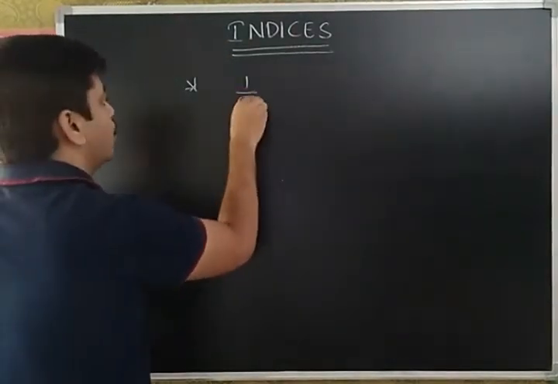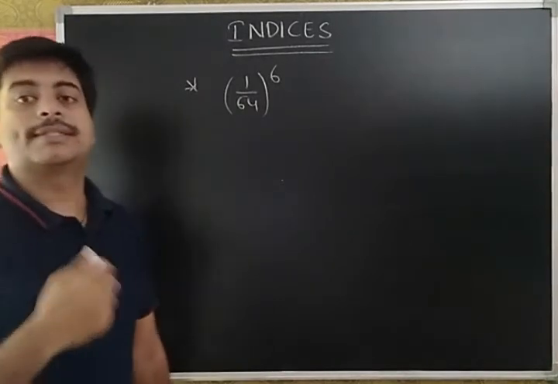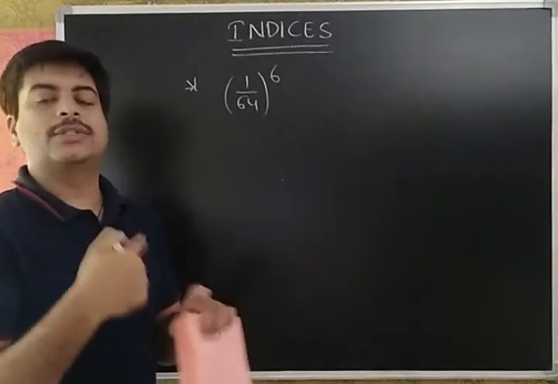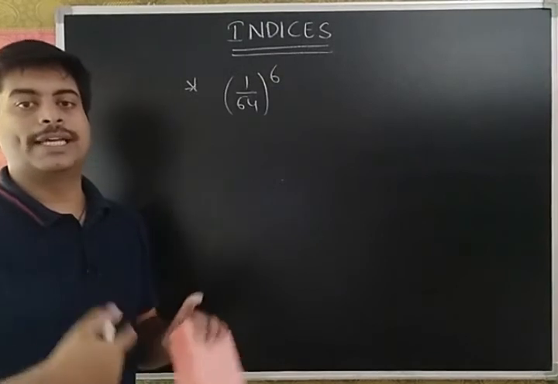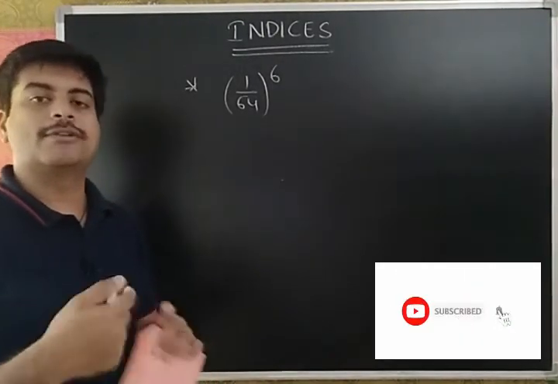1 by 64 whole power 6. What is 64? If you carefully observe, it is 2 power 6. All this you will get by practice, students, so no need to worry. 2 power 1, 2 square, 2 cube, 2 power 4, 2 power 5, 2 power 6, all this you will get by practice.